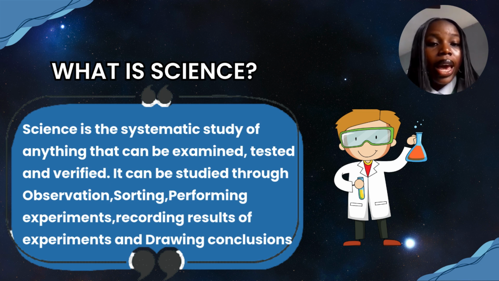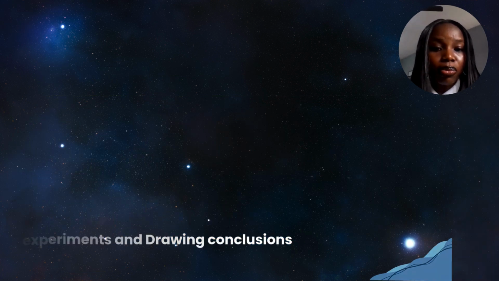These experiments enable you to erase your suspicion about the findings. Then after performing the experiment, you can now record your observation, record your results, what you have seen, you put it down. And the essence of doing this is for you to be able to draw your conclusion from it. So when you're doing all of this, you are doing what we call science. That's basically what science entails.